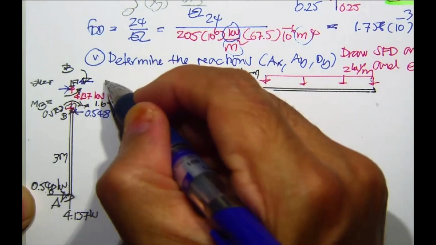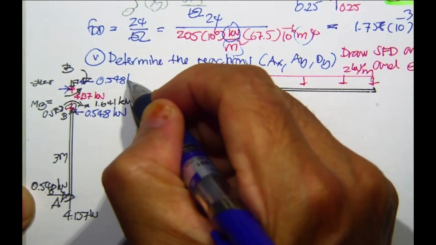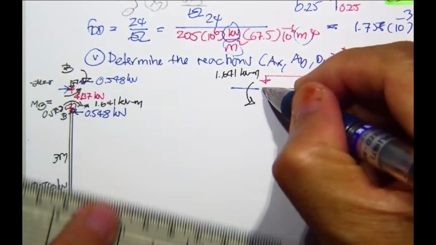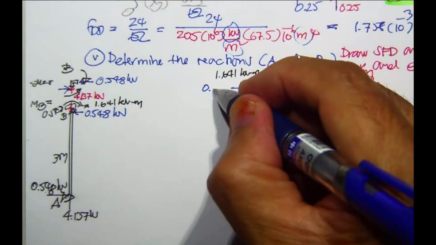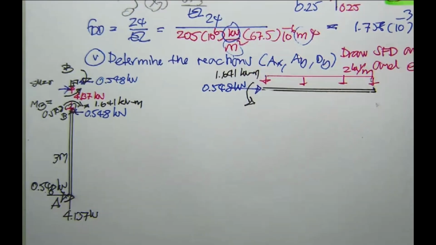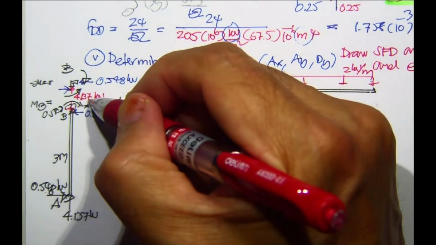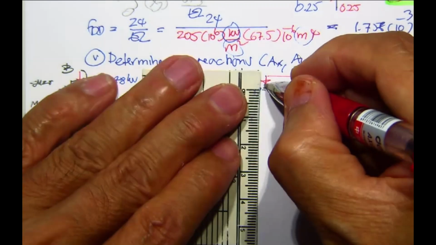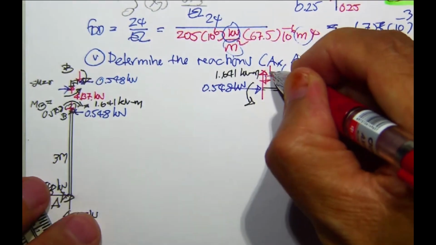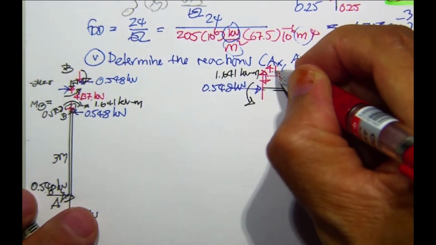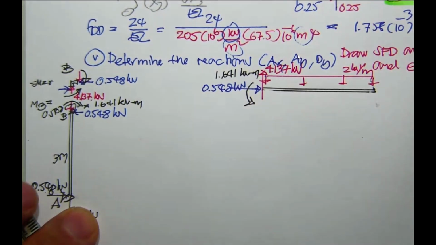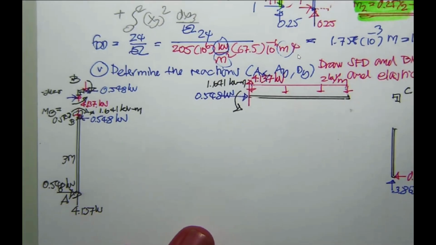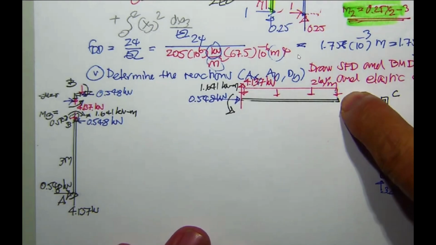Then 0.548, this one, 0.548 kilonewton. Then we have force over here. That's 0.548 kilonewton. And 4.137 downward. And we have this one, 4.137 kilonewton. Okay, we transfer the reaction to be the internal force.